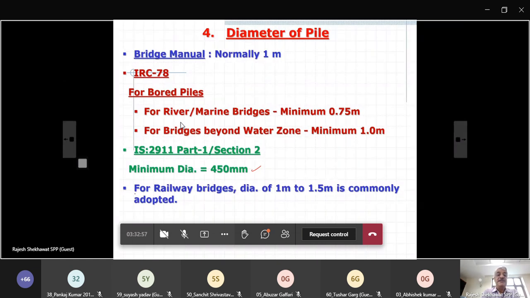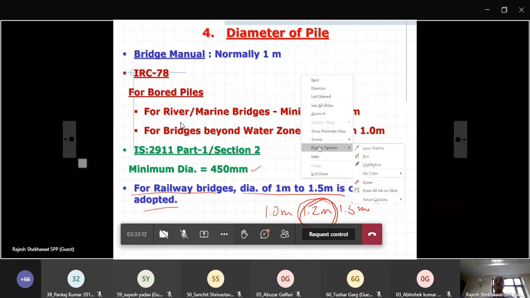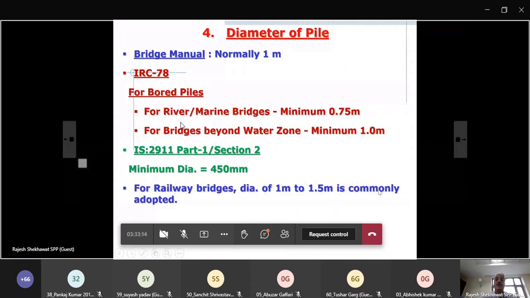For railway bridges, as I told you, the most common diameter is 1 to 1.5 meter, and there also 1.0 meter, 1.2 meter, and 1.5 meter. This is most common. Mostly you will find this. So this is the diameter of the piles. Of course, there is a new technology, but it requires very sophisticated machinery. There are large diameter piles. Sometimes people call them well piles also. Piles of 3 meter diameter, piles of 4 meter diameter.